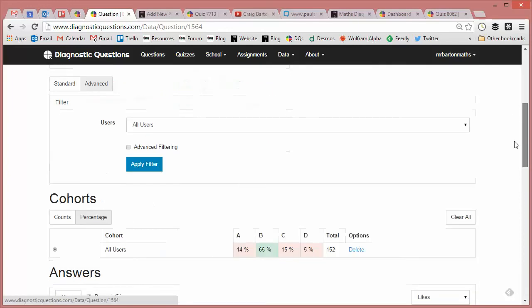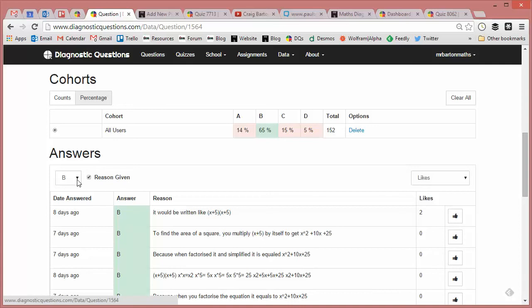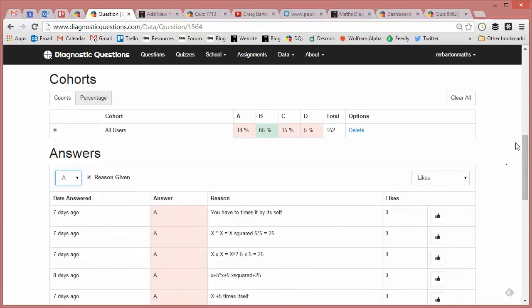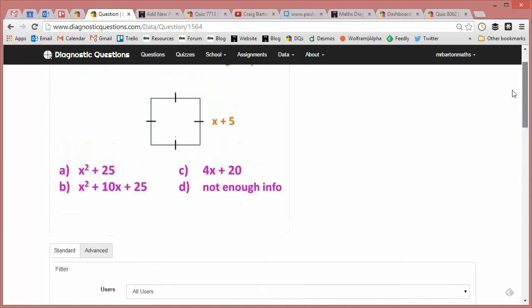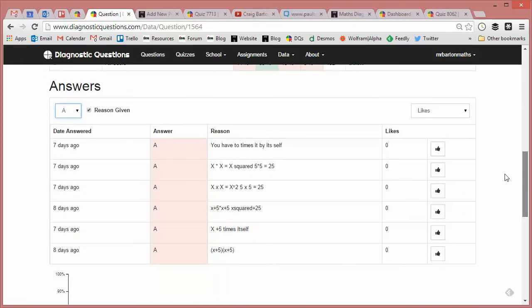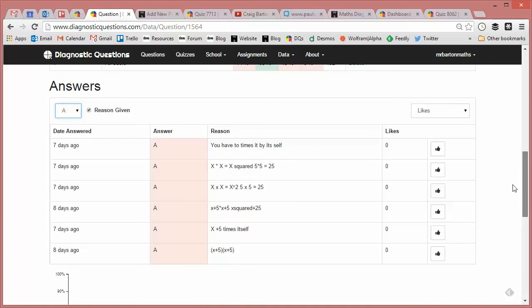Now you can probably predict where that wrong answer's come from, but we don't need to predict because we can actually read some students' responses. So I'm going to click on A and look at that here. I like this one straight away. You have to times it by itself. So that student has recognised the correct way to do area, base times height, but obviously has made a mistake with the actual multiplying. And here, if we read this student's answer, the mistake is revealed very, very clearly. x times x is x squared, 5 times 5 is 25. Therefore, your answer must be x squared plus 25. A common misconception explained beautifully by the students who've answered that question.